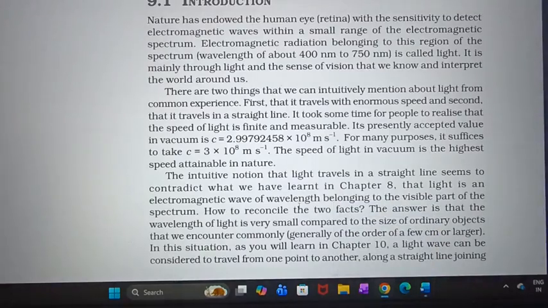Then, two things we can get to know about light from common experience. One thing is that it travels with enormous speed, and the second thing is that it travels in a straight line. If we have experienced light, we can get to know about these things automatically, because whenever you're turning on a light, you're seeing how quick it is, how fast it is traveling, and also that it travels in a straight line. Shadows: if you put some object in front of light, you can see that a shadow is formed on either the wall in the front or any other plane surface that you have kept in the front.